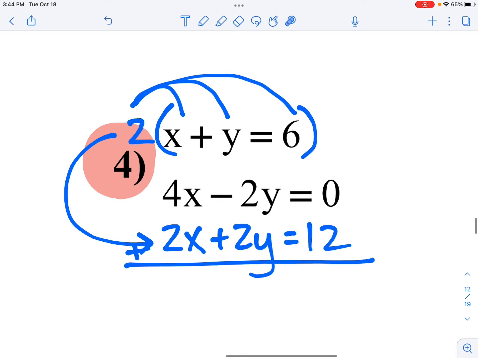Yes, you could have also multiplied this top row by negative 4 if you were wondering that, and that would make this negative 4x, and that would make this positive 4x. Then the x's would cancel, and you would still be able to get the correct answer.